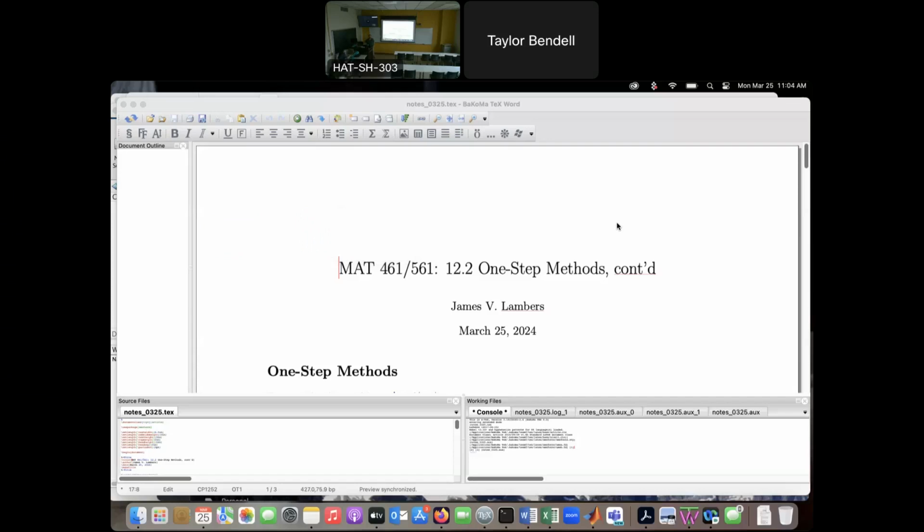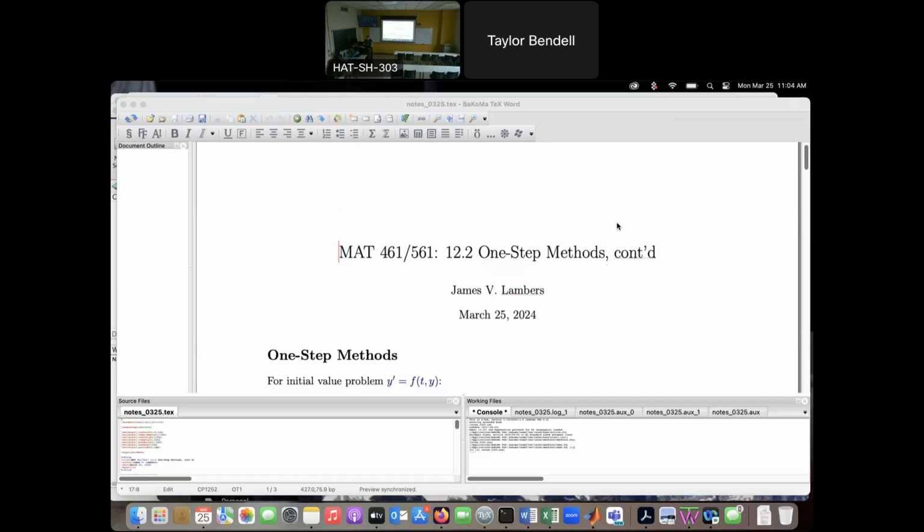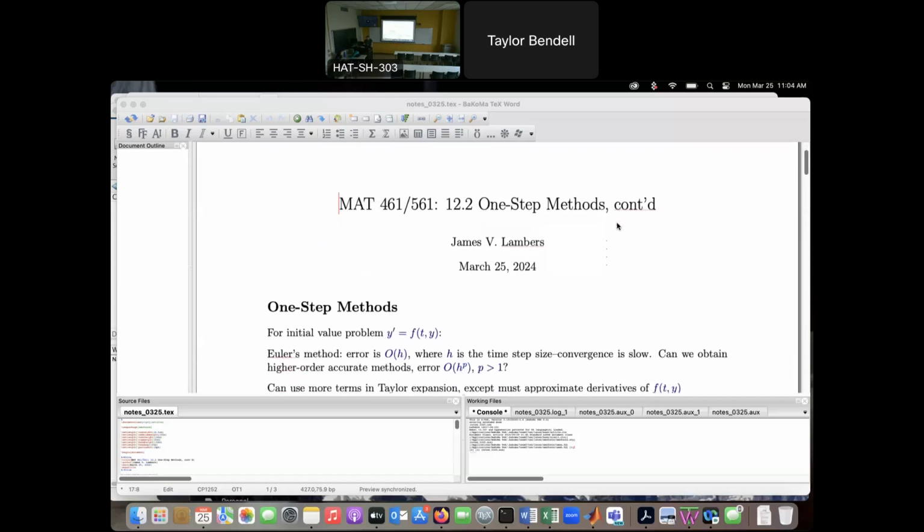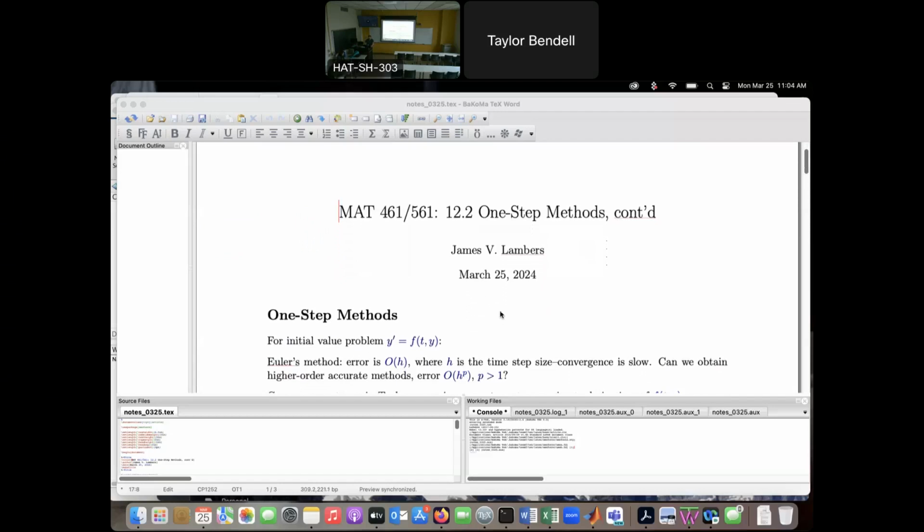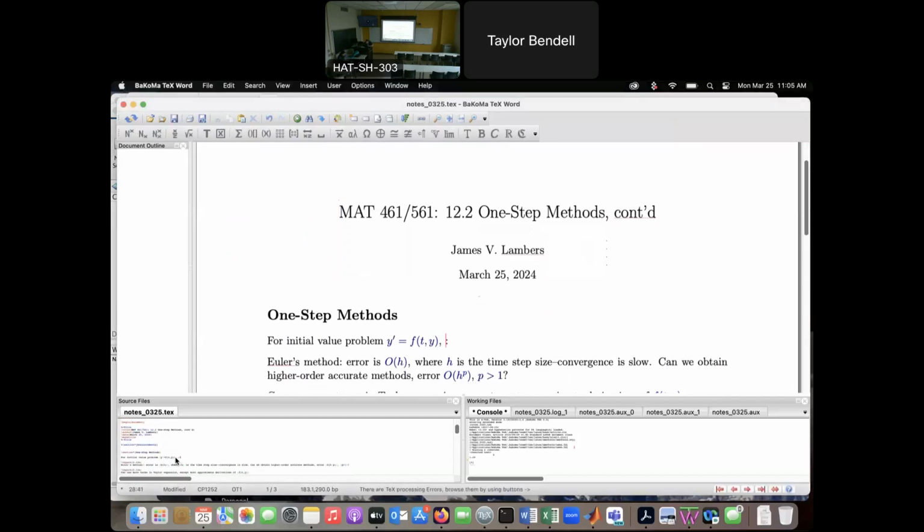Right, so continuing with time stepping methods for ODEs. To recap where we've been, we're looking at this general first order initial value problem, y prime equals f(t, y), and I guess I should state the entire initial value problem, with the initial condition.